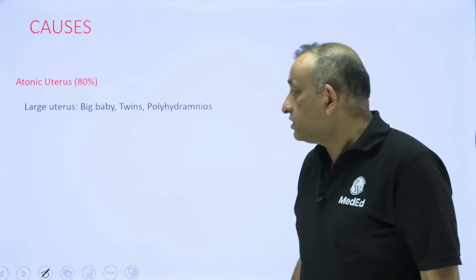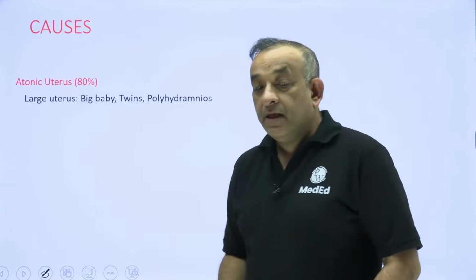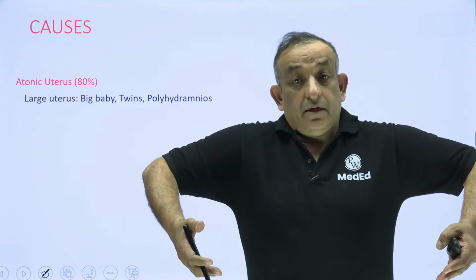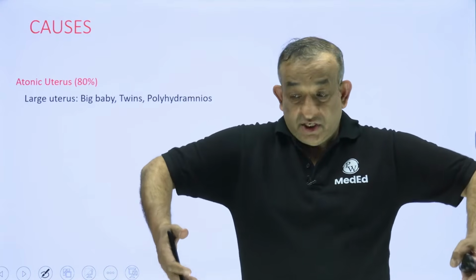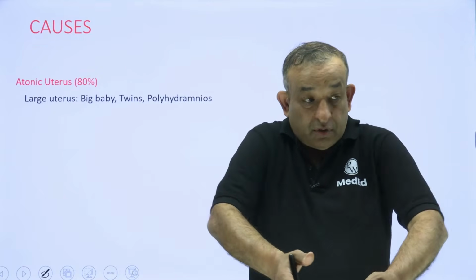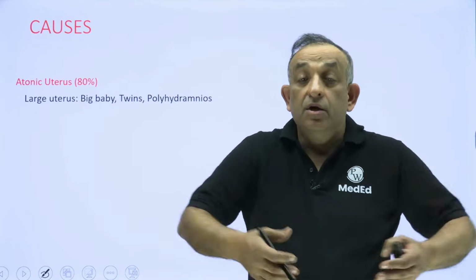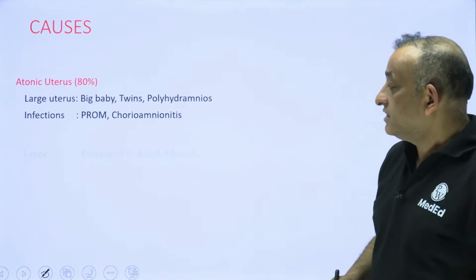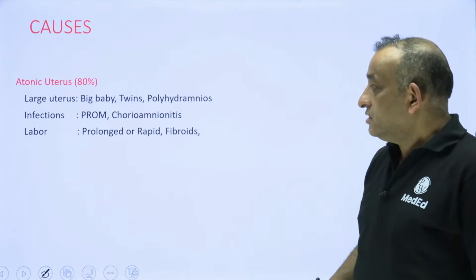80% atonic uterus can be because of a large baby, a big uterus because of a big baby, a large amount of liquor, polyhydramnios, twin gestation, the uterus is so big. After delivery the uterus will take a long time to come back to the contracted size. So that is why there can be atonicity. Infections can cause atonicity, and prolonged labor can cause atonicity.